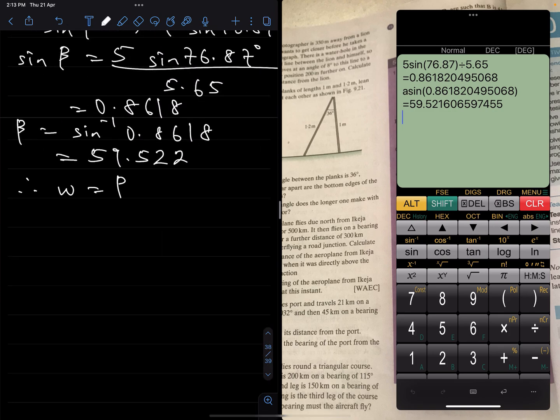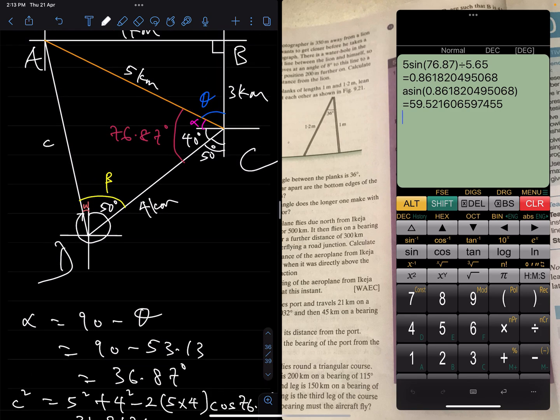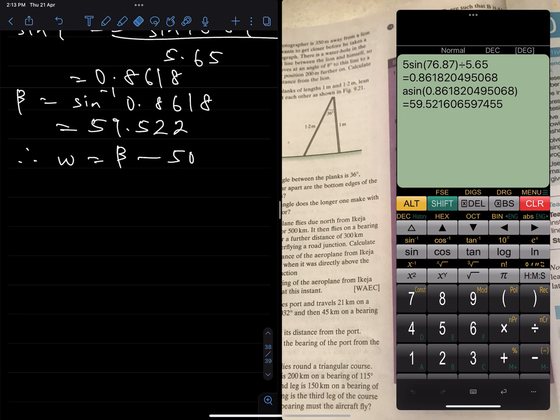That's beta. That means angle W is beta minus 50. Of course, because W plus 50 is beta. So beta minus 50 is 59.522 minus 50, and that's simply 9.522.